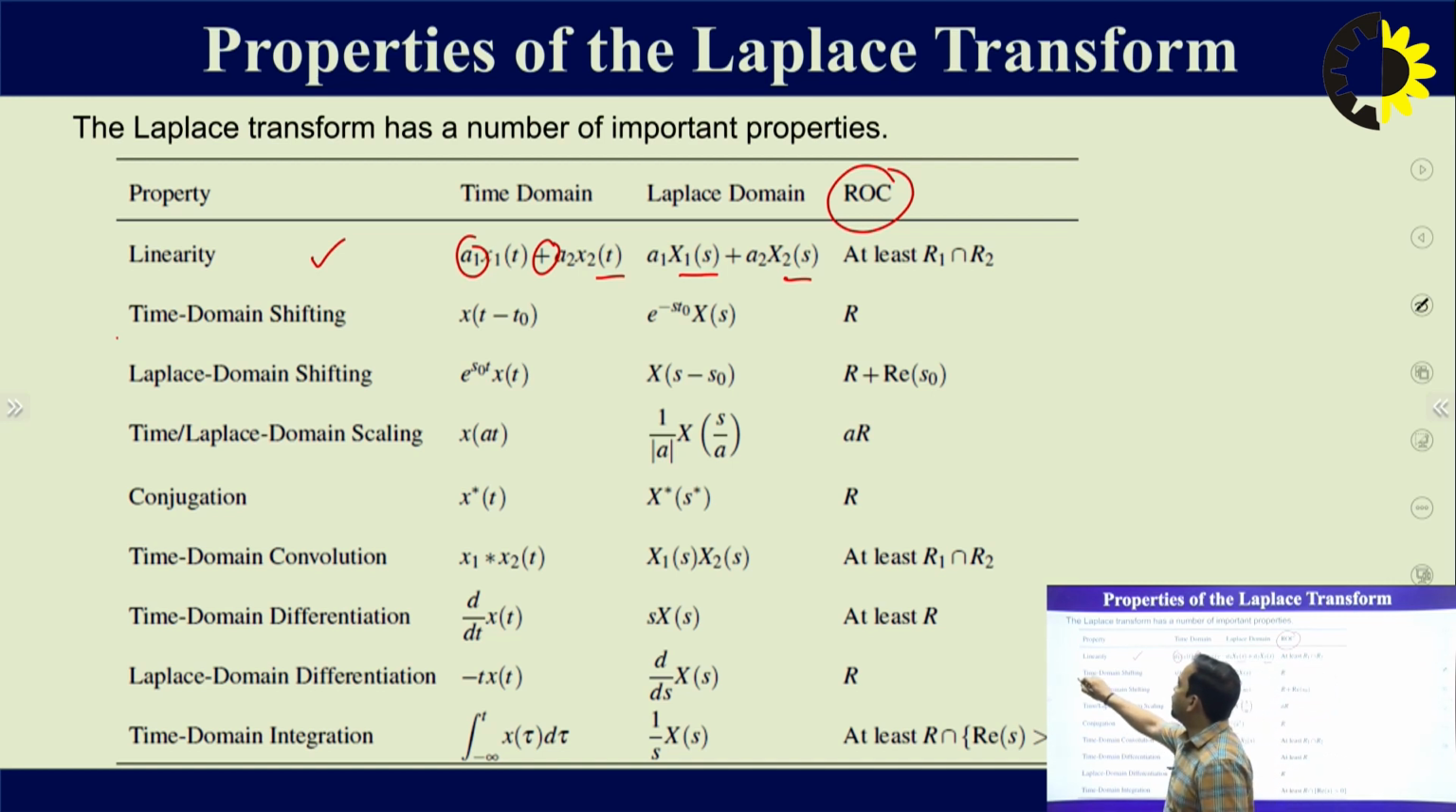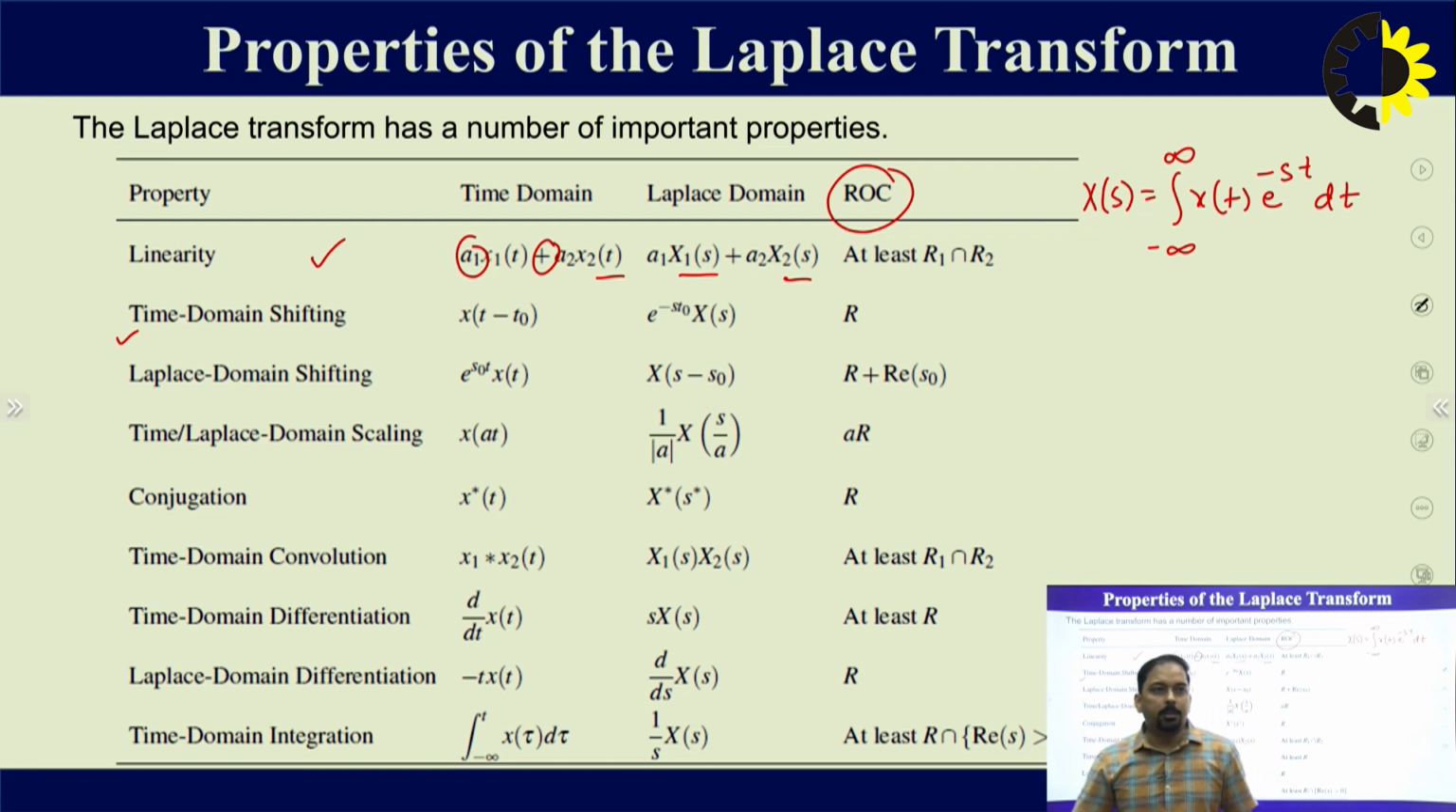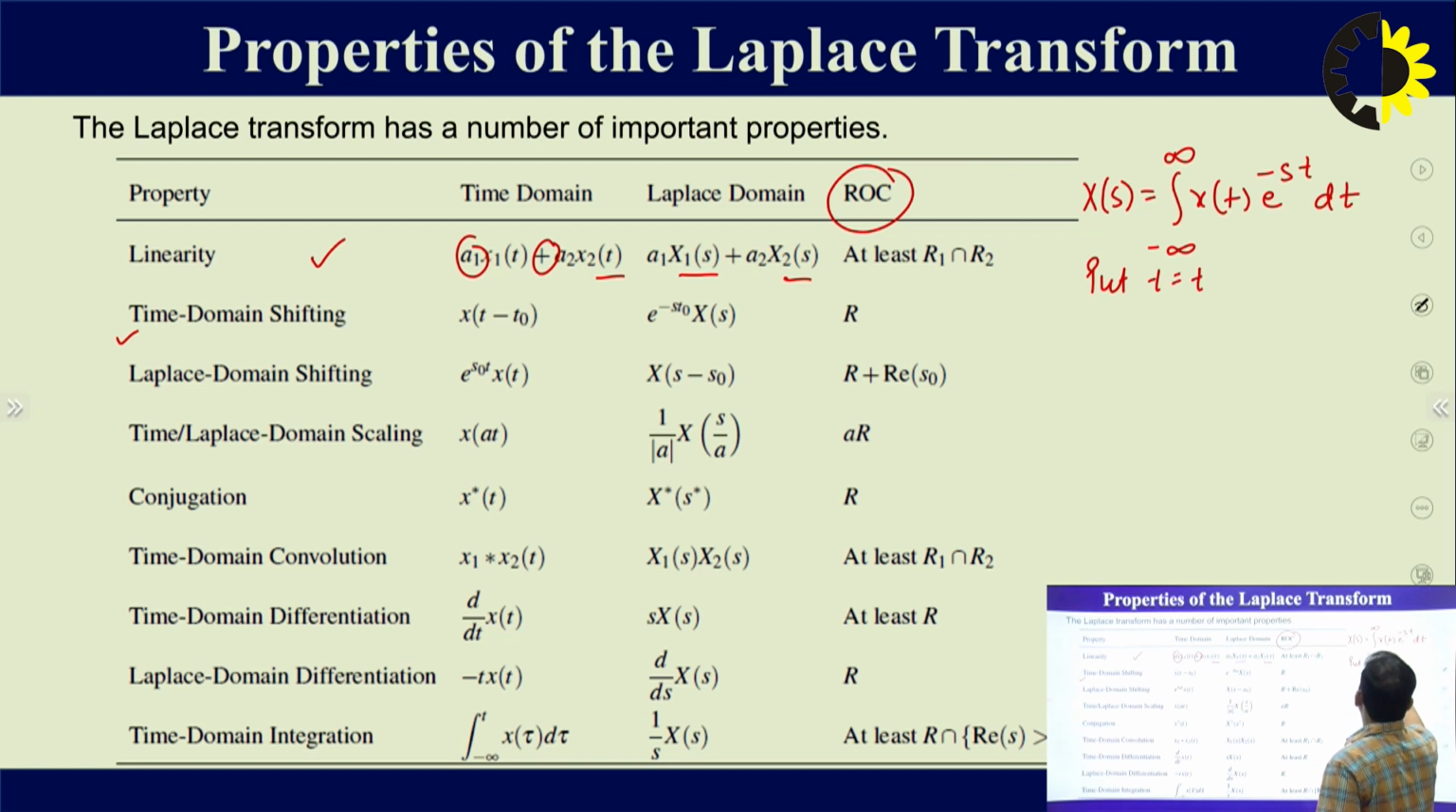After that we have the second property, which is time domain shifting. For x(t - t0), we have the equation X(s), the bilateral Laplace transform, the integral from minus infinity to infinity of x(t) e^(-st) dt. With the help of this equation, we can derive all these properties of the Laplace transform. In this equation, we just need to put t equal to t minus t0 and expand the exponential part.